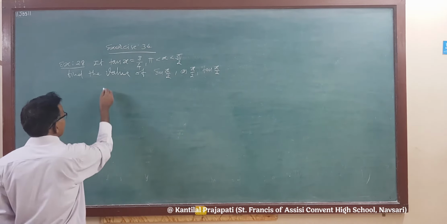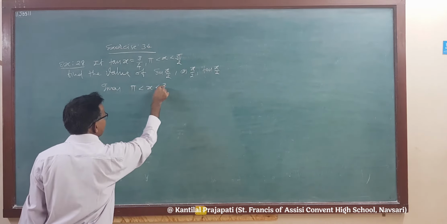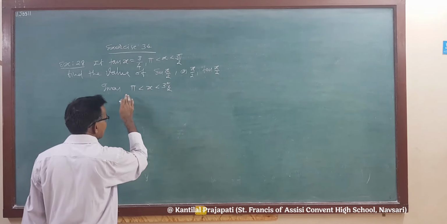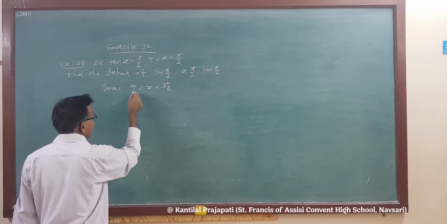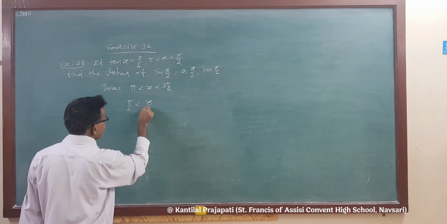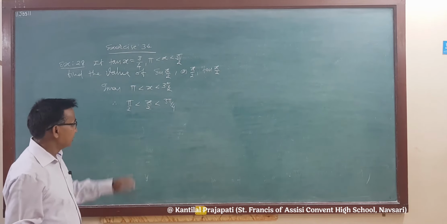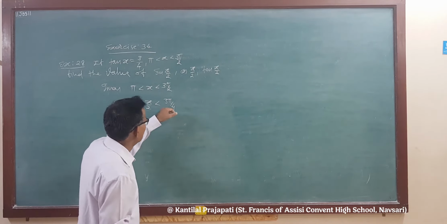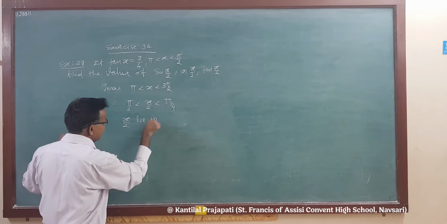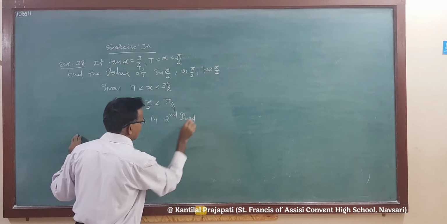So what is given? Given here, pi is less than x less than 3 pi by 2. To find the quadrant of x by 2, we multiply the inequality by 1 upon 2, or divide by 2. So pi by 2 is less than x by 2 is less than 3 pi by 4. This is greater than pi by 2 and less than 3 pi by 4. So therefore x by 2 lies in which quadrant? Second quadrant.